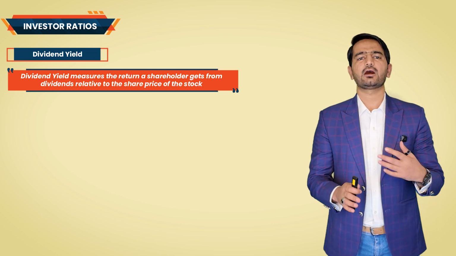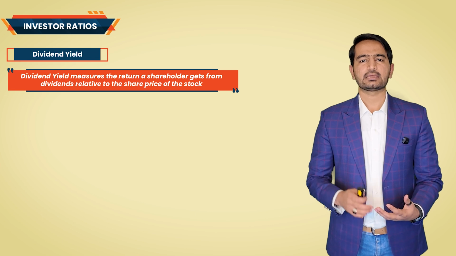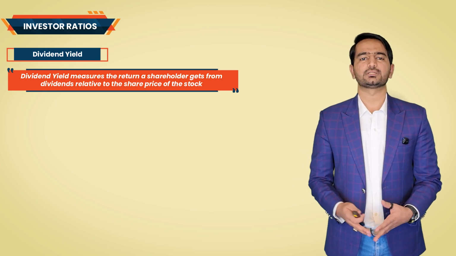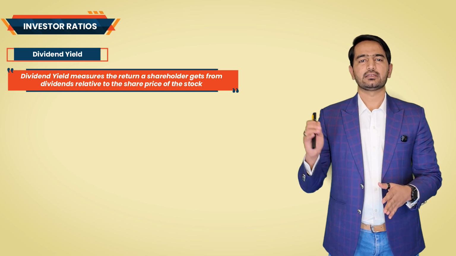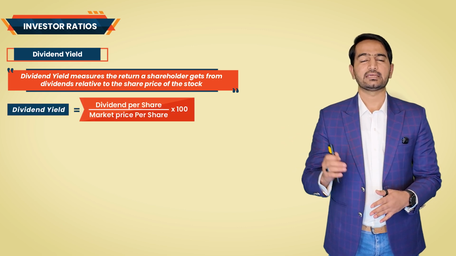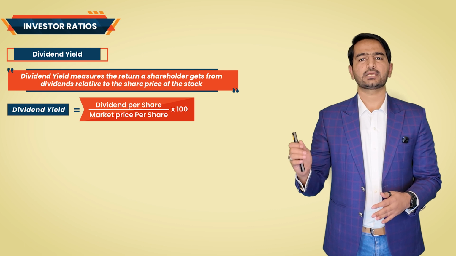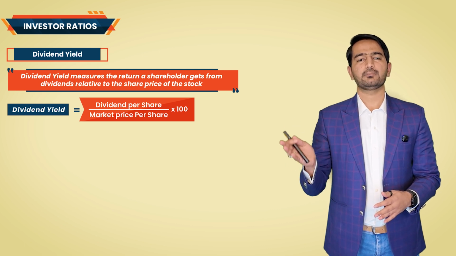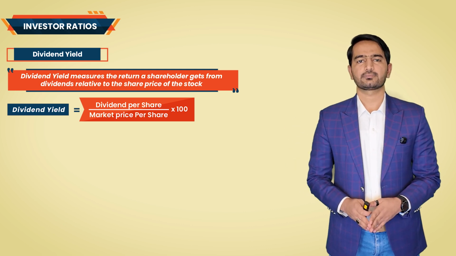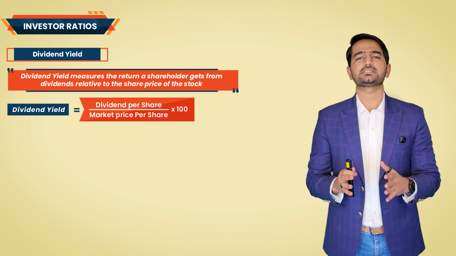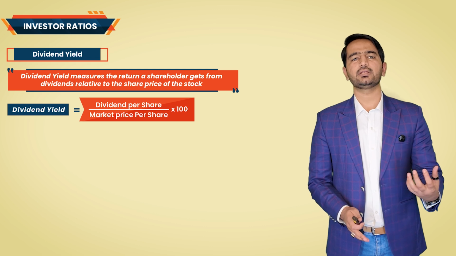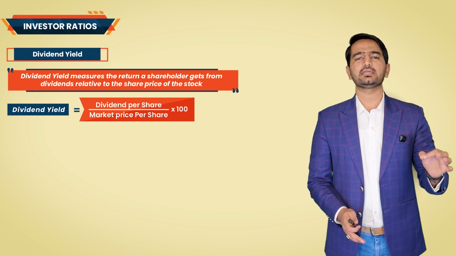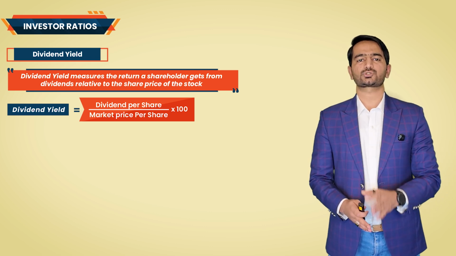Let's first understand how to calculate dividend yield and then we will explore it further. The formula for dividend yield is dividend per share divided by market price per share and multiplied by 100. This formula provides the percentage return that investors earn from dividend for each dollar invested in the company's stock.